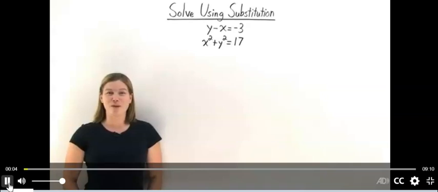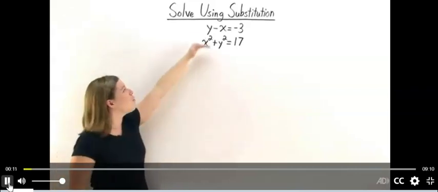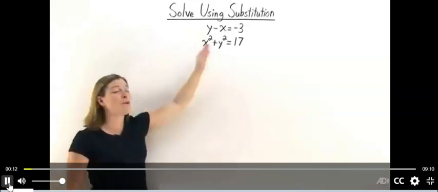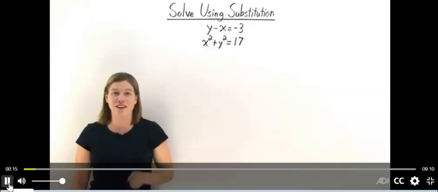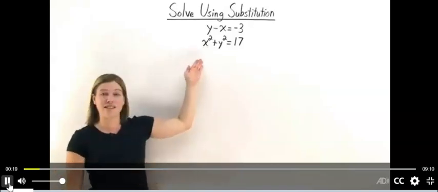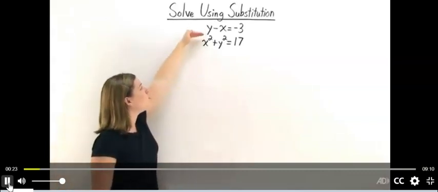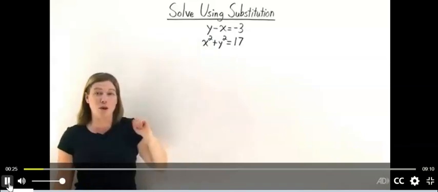Solve the given system of equations using substitution. Here, we want to solve this system of equations. We've been given two equations, each with two unknown variables. Now, our job is to find any ordered pair that satisfies this system. Any ordered pair that, when we plug it in, will create a true statement for both of these equations.